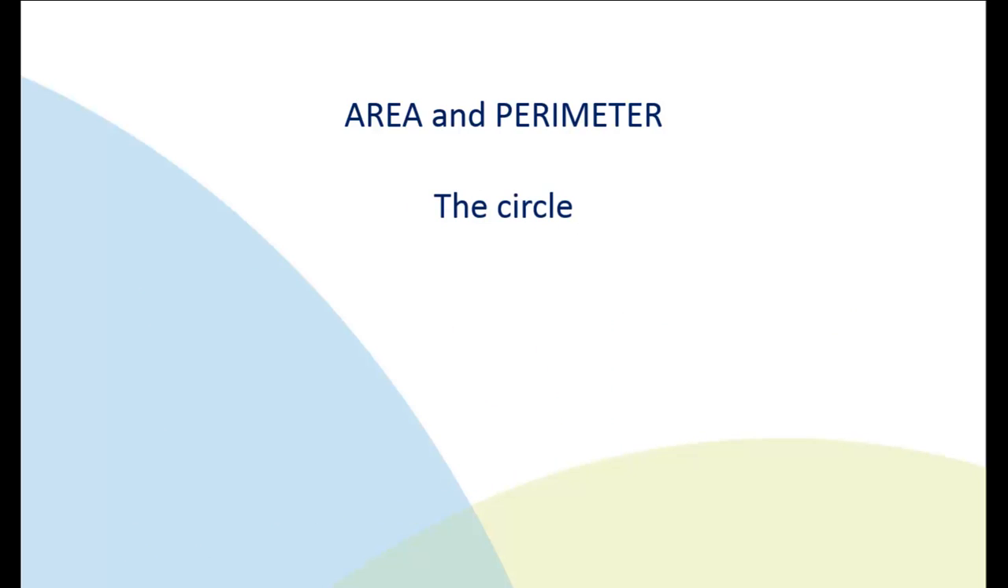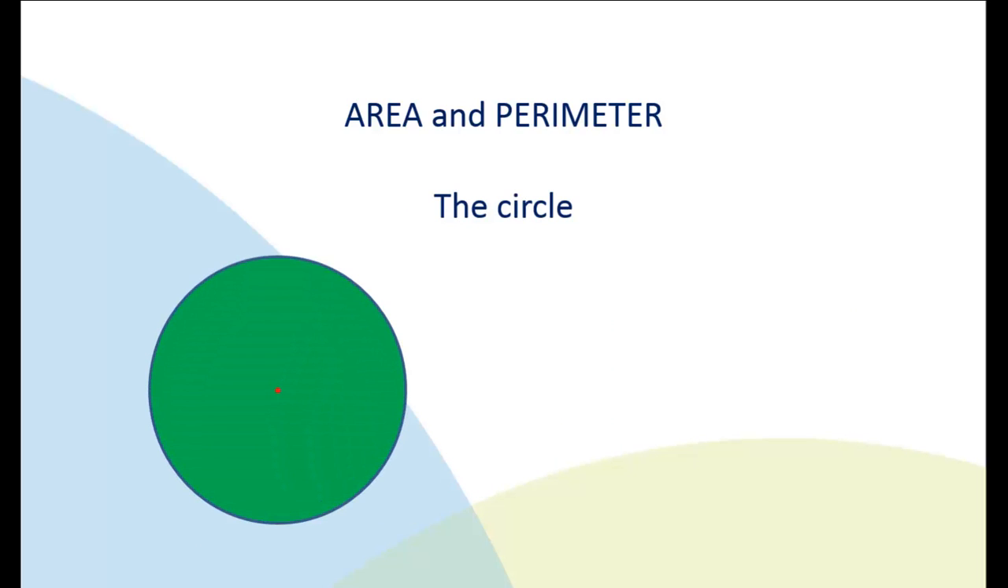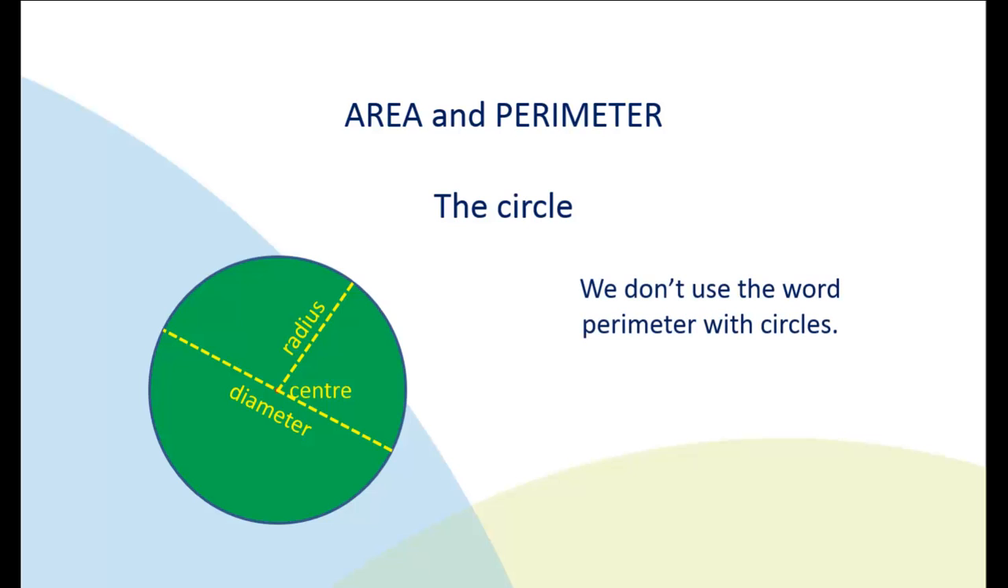Let's move on to have a look at the circle. Okay, there we go, there's our circle, that's the centre. And that line that goes from the centre to the edge is called the radius. There's another line we need to know the name of, and that's one that goes from the edge to the edge through the centre, and that's called the diameter. Okay, so we've got the centre, radius, diameter.